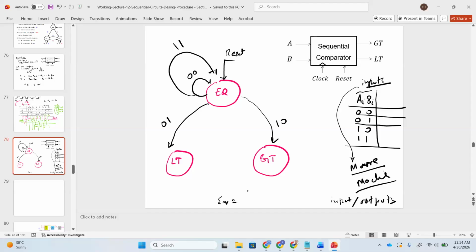So there can be three outputs: G, L, and E. G stands for greater, L stands for less, and E for equal. In the equal state, if the output is inside the state, G, L, E, in E this will be 1, 0, 0. No, sorry. G, L, and E. E is 1, 0, 0, 1. Here L is 1, 0, 1, 0. Here G is 1, 1, 0, 0. You got it or not got it? Any question? Clear? So in equal state, E is 1, in GT state, G is 1, and in LT state, L is 1. Clear or not clear?